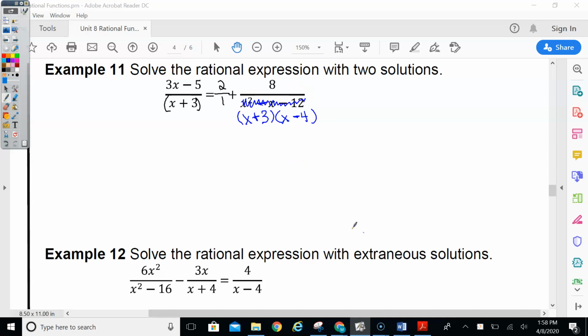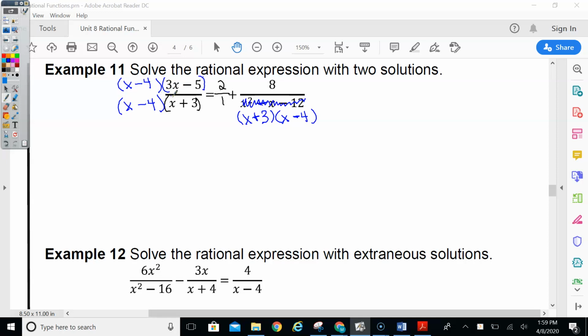So here I'm going to make all of the denominators the same. So for this one, I'm going to ask myself, what does this denominator have that this one needs? Well, it has a plus 3. It needs the minus 4. So I need to multiply this one by x minus 4. Whatever I do to the bottom, I have to do to the top as well. So I'm going to have to FOIL this part out.